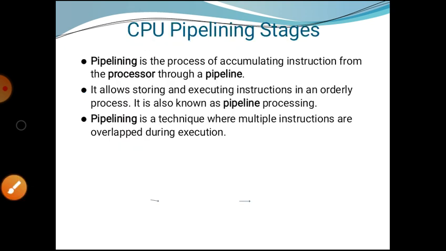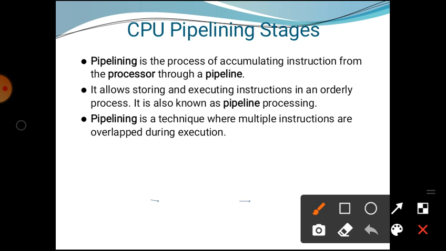Okay. Next topic is CPU pipeline stages. First of all, to understand what the CPU pipeline stages are and how they work, we have to know what is meant by pipelining. Pipelining is the process of accumulating instructions from the processor through the pipeline. It allows storing and executing instructions in an orderly process.